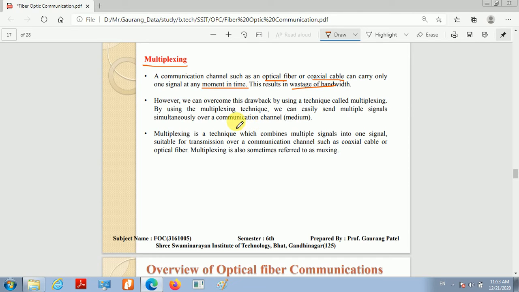be done. So multiplexing is a technique which combines multiple signals into one signal, which is suitable for transmission over communication channels such as coaxial cable or optical fiber cable. So multiplexing, in short, combines multiple signals and sends one aggregate signal through the communication channel. And this multiplexing is sometimes also referred to as muxing.